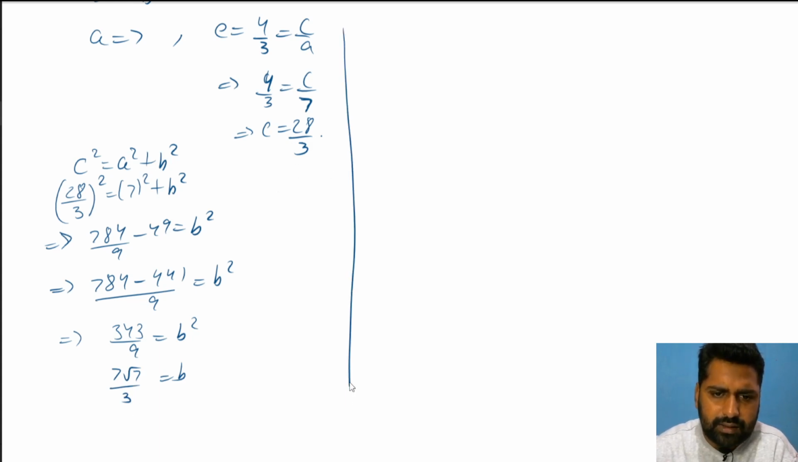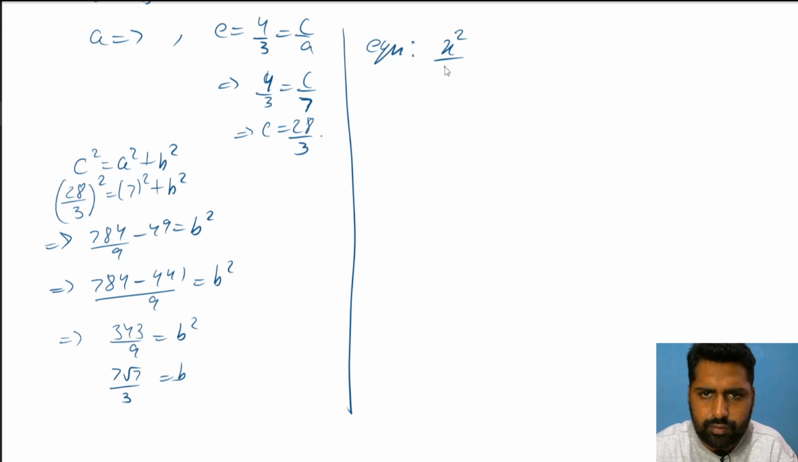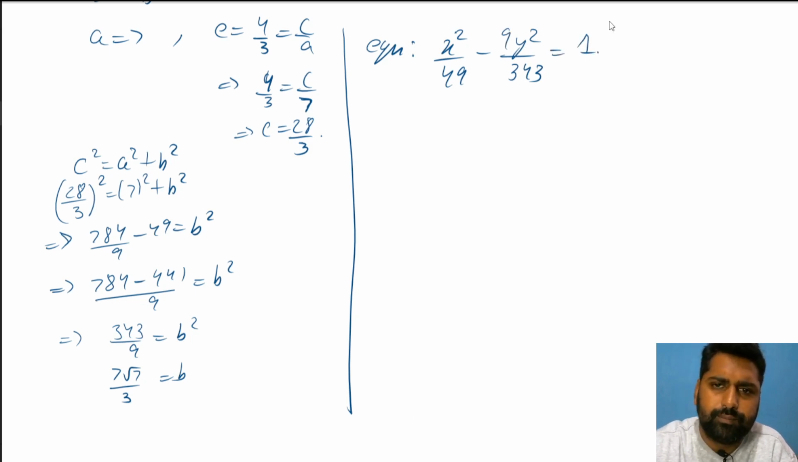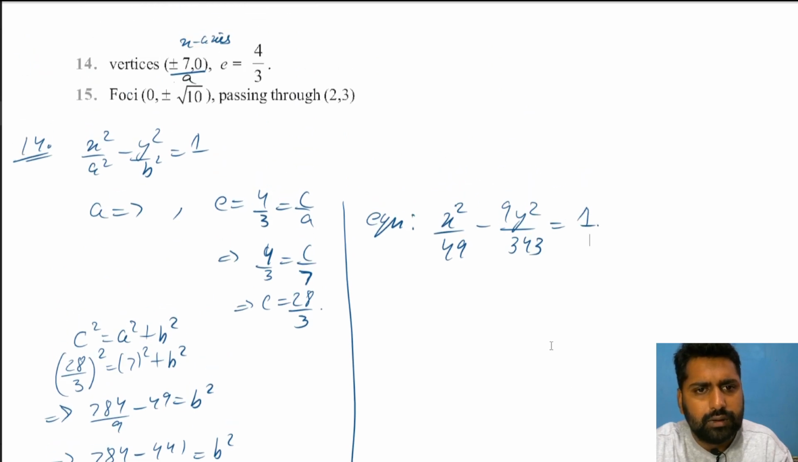Anyhow, we have to write the equation. So now the equation is x square by a square, a is 7, so 49, minus y square by b square. B square we already calculated, 343 by 9. If you want, you can take 9 in the numerator, equal to 1. Slightly abrupt value, but yeah, that's it.